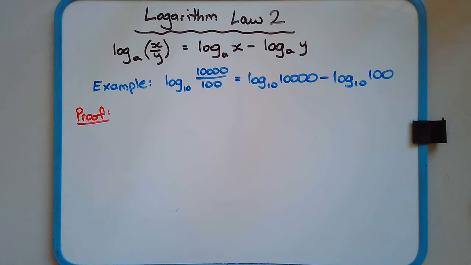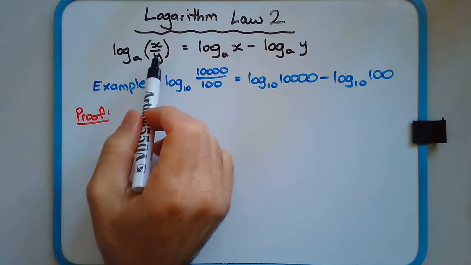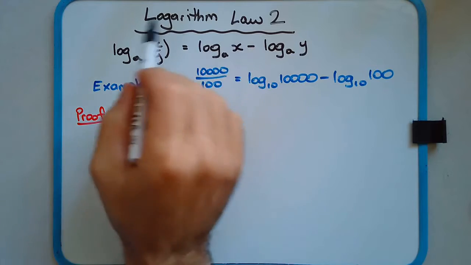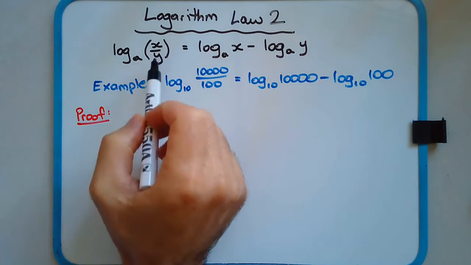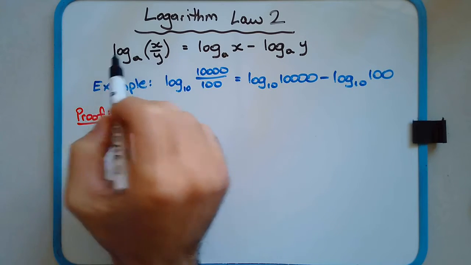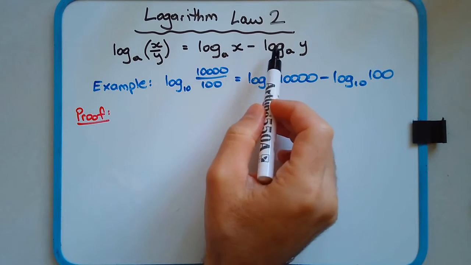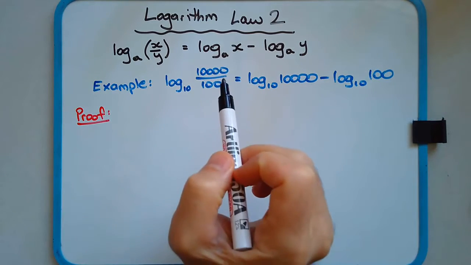Let's have a look at logarithm law number 2 now. We've looked at number 1 already, where if you have a product of two numbers and you take the logarithm of that product, that could be split up as a sum of two logarithms. Logarithm law number 2 is actually related to index law number 2, where if you're dividing two numbers and you take the logarithm of those two numbers, it can be expressed as a difference of two separate logarithms of the individual numbers involved.